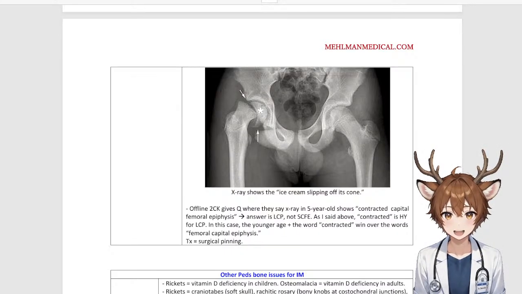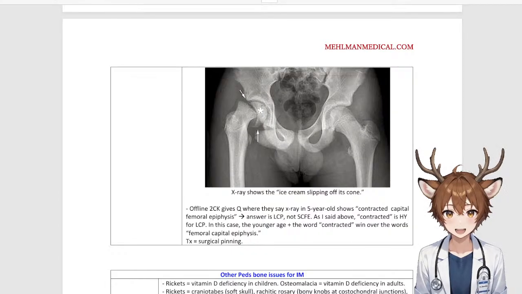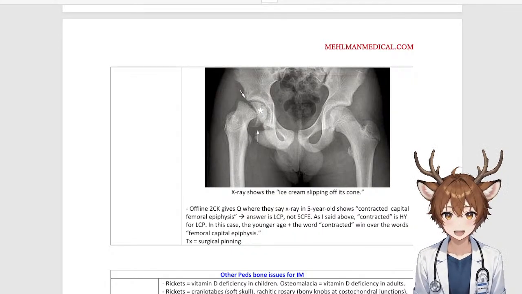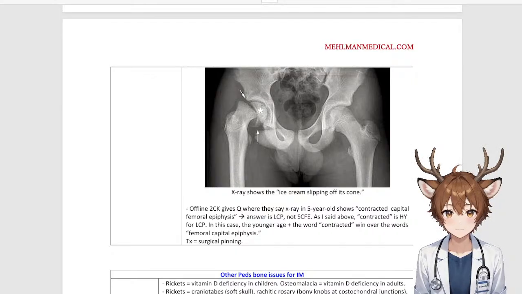Offline 2CK gives a question where they say that the X-ray in the five-year-old shows a contracted capital femoral epiphysis. The answer is Legg-Calvé-Perthes disease. Am I saying that right?